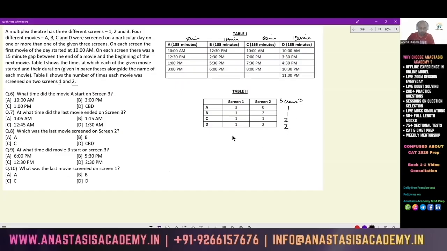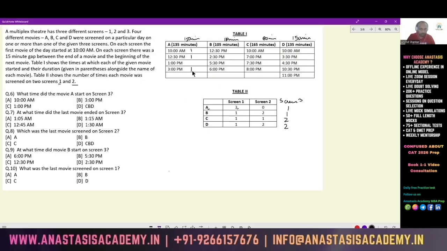This is done. Now let's see. A and 3 are the most extreme numbers, so let's pay attention to them. Say A is shown on screen 1 3 times. How can that happen? I know once A starts, after 150 minutes, the next show can start. Given that it is displayed on screen 1 3 times, the only way it can be arranged, given the timings, is if this was screen 1, after 2.5 hours, this was screen 1, after 2.5 hours, this was screen 1.